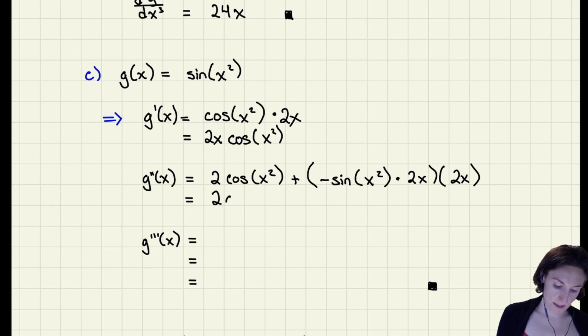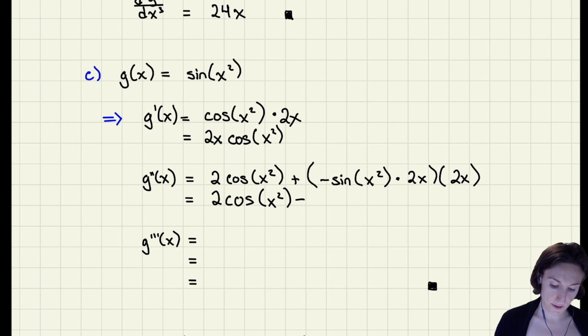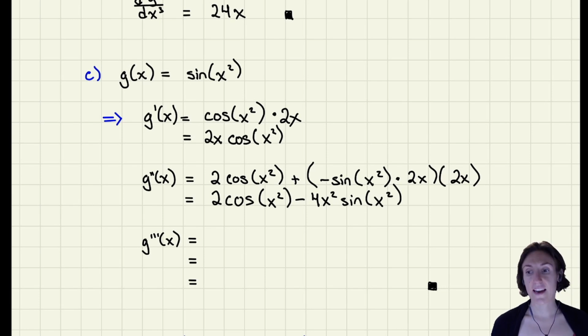So let's simplify this a tiny bit. So I have 2 cos x squared plus, no, minus. I'll multiply the 2x and 2x together, bring it up to the front, so that will give me a 4x squared sine of x squared. And now the third derivative is even more fun. We get to do, the first one's at least nice.